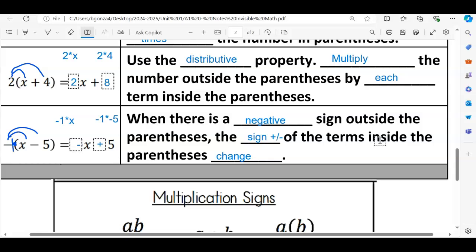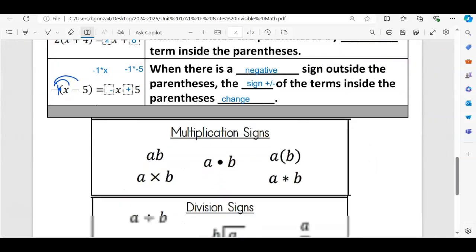Negative here changes both signs. Every sign. So see how x was positive? Now it's negative. See how 5 was negative? Now it's positive. So do you have to really do this? If you see a minus sign in front, just change your signs. You're good. Okay? If you do this, you'll get the same answer. I'm just saying. The shortcut is negative out front, change all the signs in the parentheses.